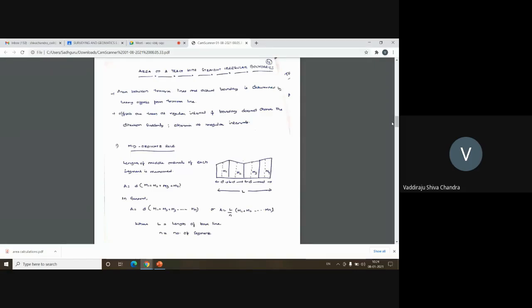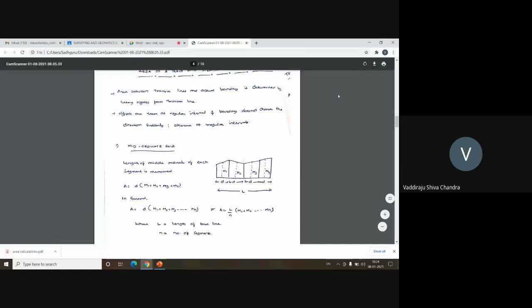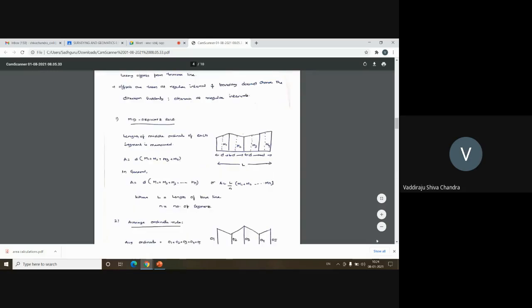The same equation in general is written as A is equal to D into M1 plus M2 plus M3 up to Mn, where n is the last ordinate, or A is equal to L by n into M1 plus M2 up to Mn, where L is the length of the baseline and n is the number of segments. That is, this total distance is L divided by n, and I'll be getting the D value. One segment, 2, 3, 4 segments. So here in this figure, n becomes 4. So this is the first equation or first rule using which you can determine the areas.